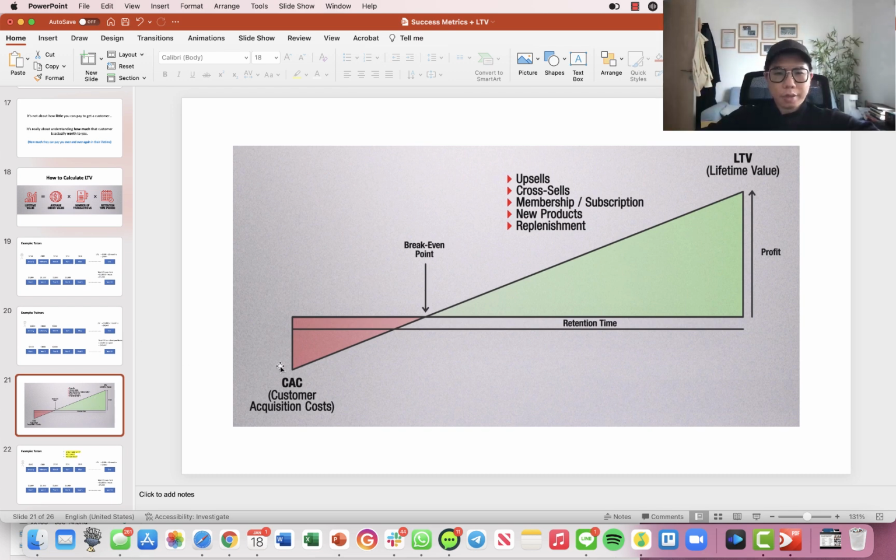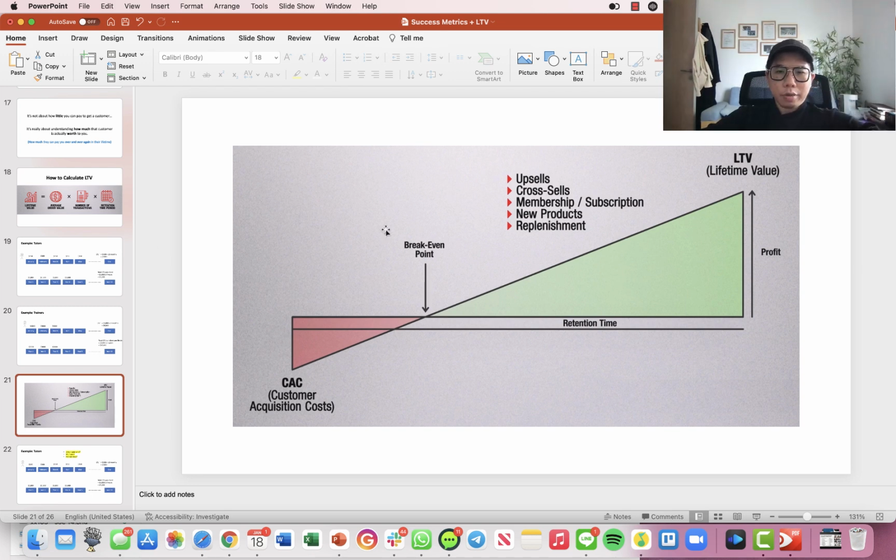Let's say, for example, this is your customers, right? And then how do I want to make my customer pay me again so that I can increase the lifetime value? So it could be you upsell something, or you cross-sell something, you introduce a membership, you introduce a new product, or it's a subscription model.